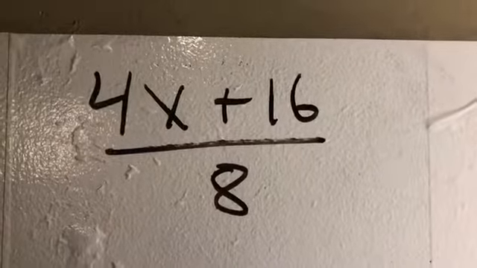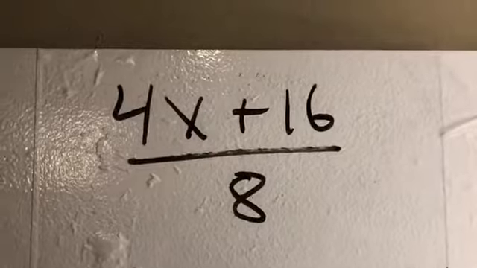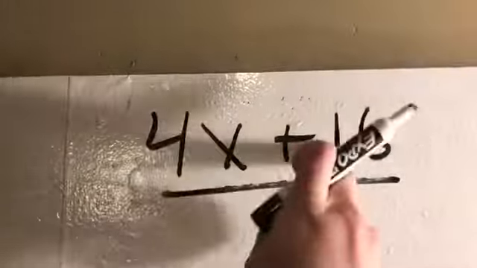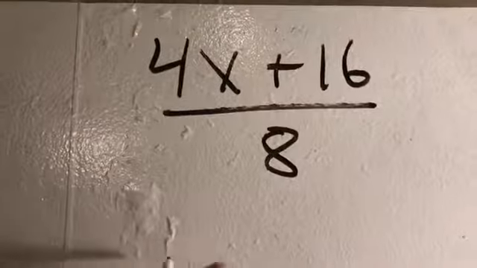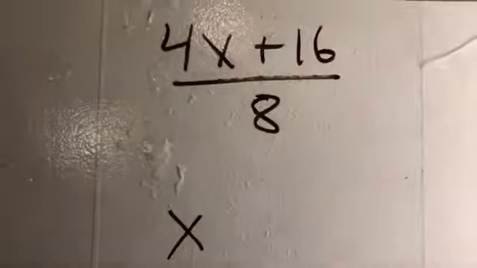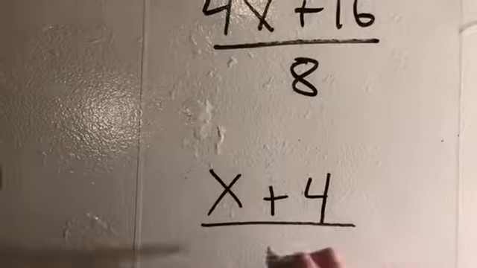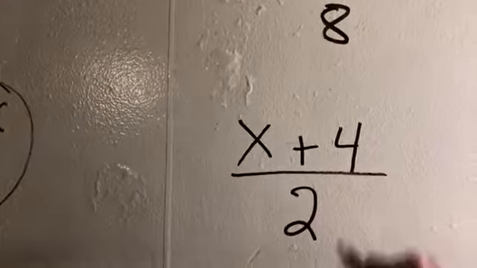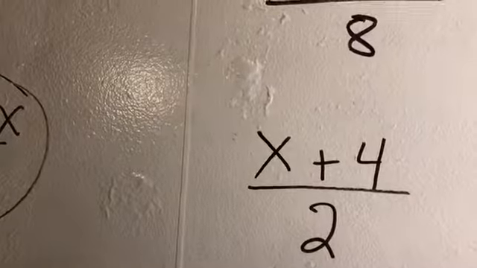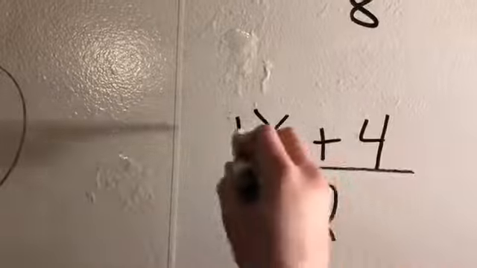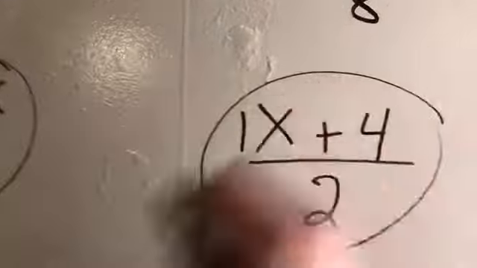Once again, what's the biggest number where we can divide all the numbers we see and get a perfect answer? Well, I know I can divide everything here by 4. 4x divided by 4 is just x. 16 divided by 4 is 4. 8 divided by 4 is 2. Now, 4 and 2 have a common factor, but remember, there's a hidden 1 out front of this x, and 2 is not a common factor for all three of them, so we're done.